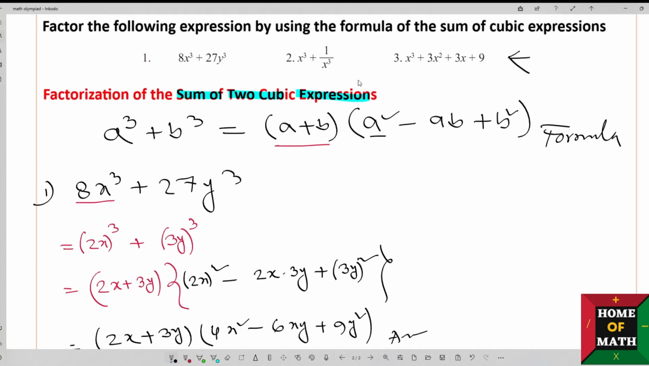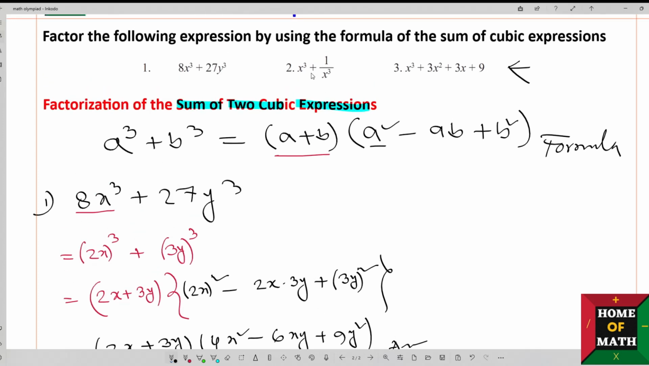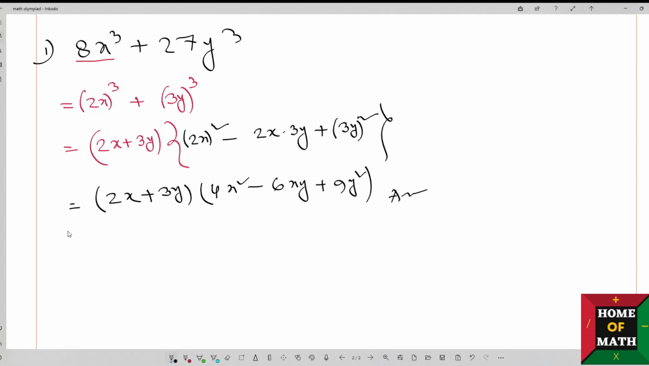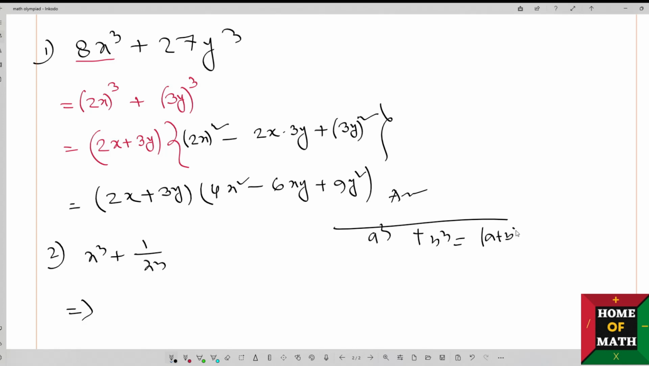Let's do the second one, which is x cube plus 1 divided by x cube. So this is number 2, x cube plus 1 by x cube. The formula is the same: a cube plus b cube means a plus b into a square minus ab plus b square. Here a means x, so we can write first a plus b, a means x and b means 1 by x.